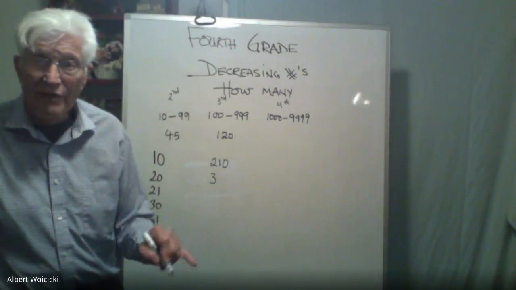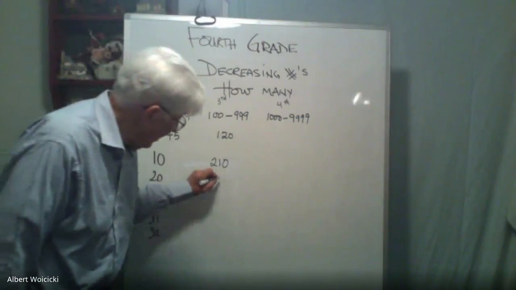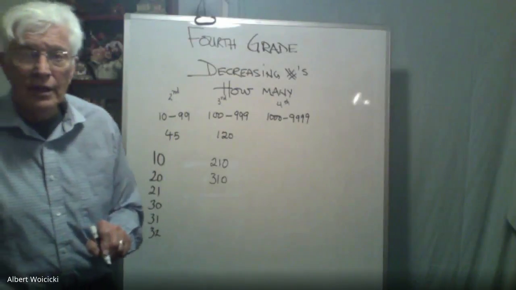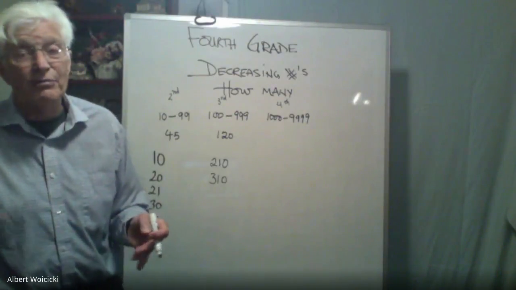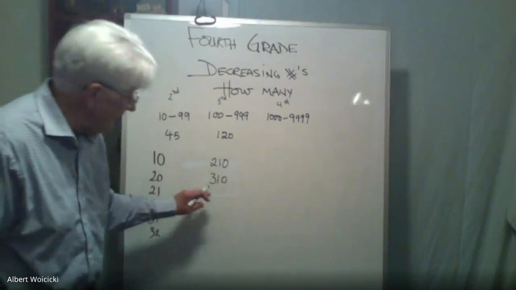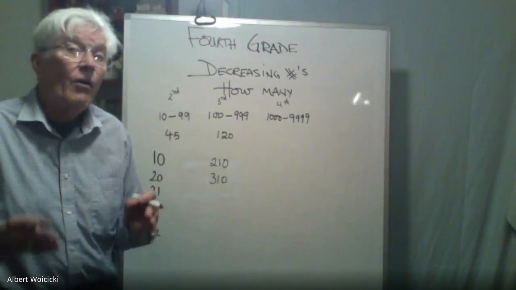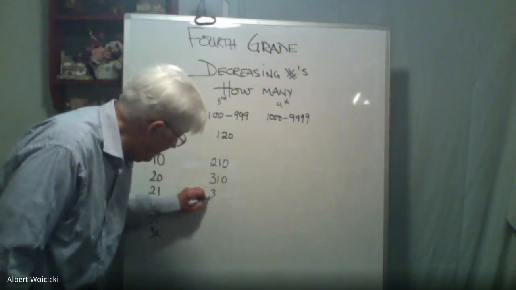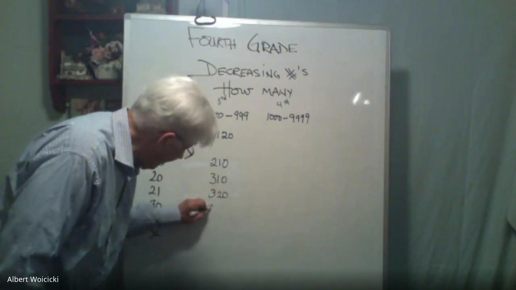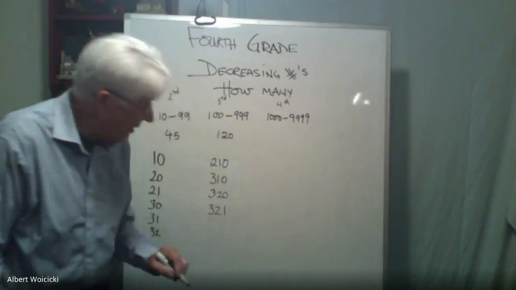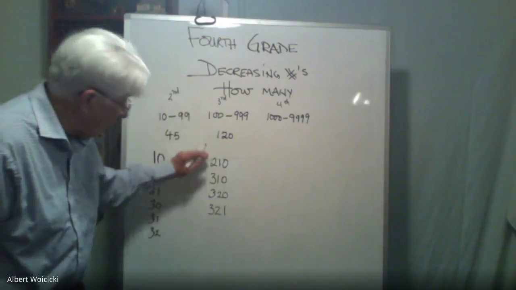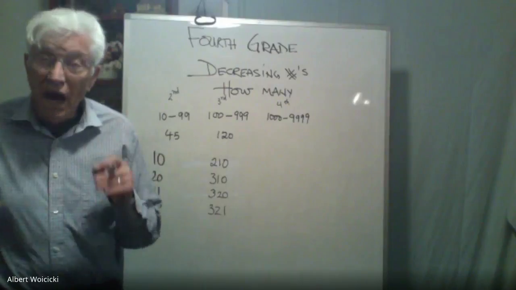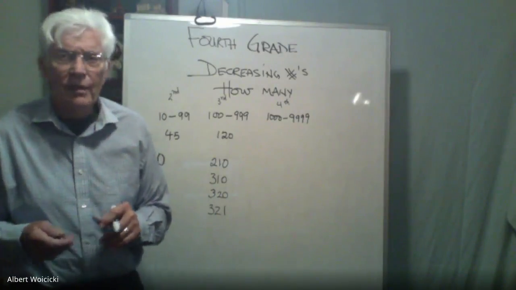Now the next number after that, well, it has to be decreasing. So it could be 310. Okay? 310. You can't put 305 because the 5 is bigger than 0. But 310 would be the next one. But now we have a chance to put other numbers in there because we can put 320 and 321. Now, when they worked this out, they found out they had 120 decreasing numbers.